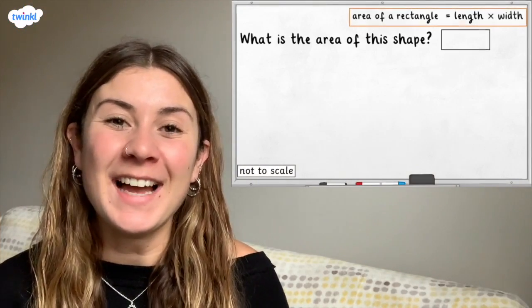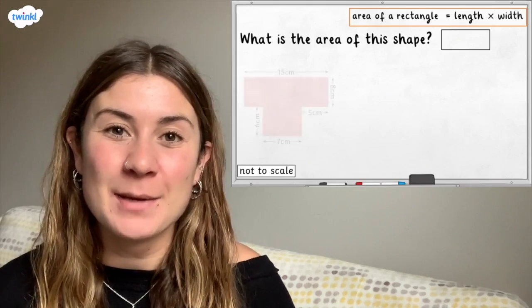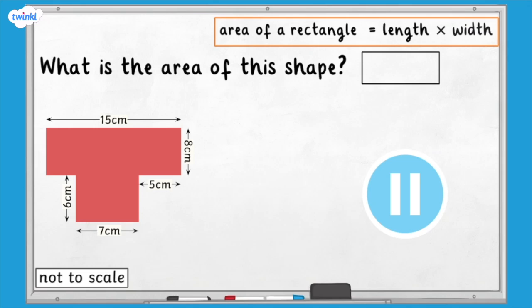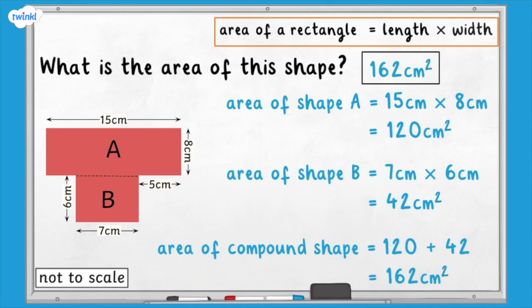Now it's your turn. Use this method to calculate the area of this shape. Pause here until you're ready to check your answer. Here you can see one way that you could have calculated the answer, which is 162 centimetres squared.